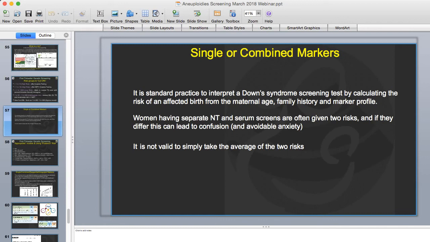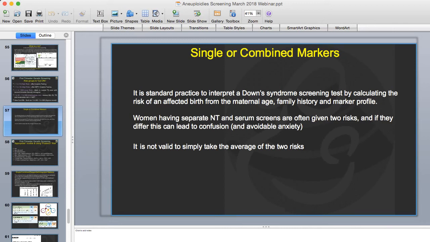Also, each marker refines the risk. So the first background risk is age, then maternal characteristics, and then if you've added on biochemistry, you add those. Then if you want to add on nuchal translucency, you add that on to the risk calculated by the first 3 calculations. And if you were to add on a quad test, you then add on the quad test to the risk obtained from the combined test. You don't use the quad separately.